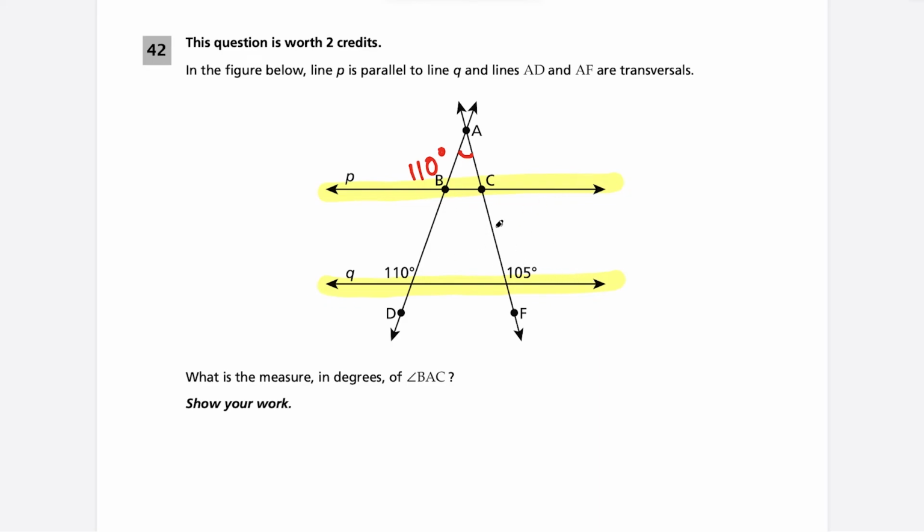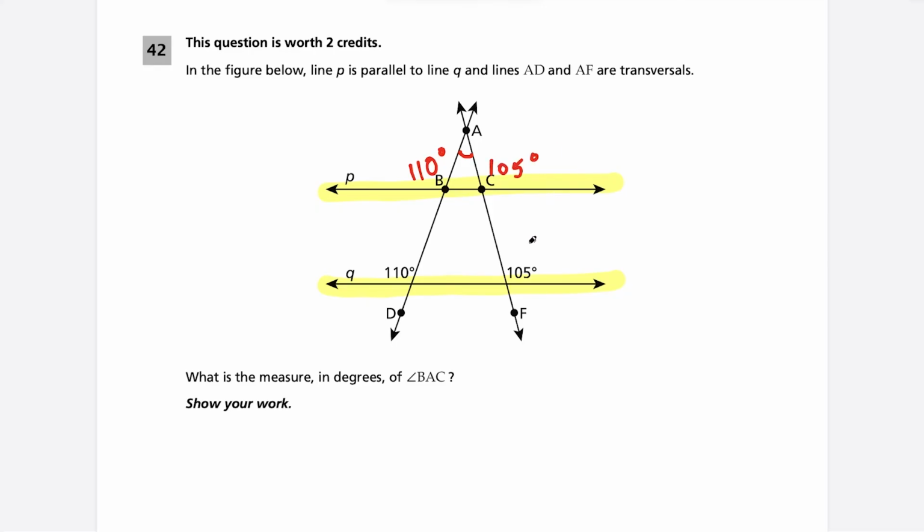When I have these two parallel lines cut by transversal AF, the corresponding angles formed are also congruent. So the 105 degree angle in this top right spot, I could also say that the top right angle over here is also 105 degrees.